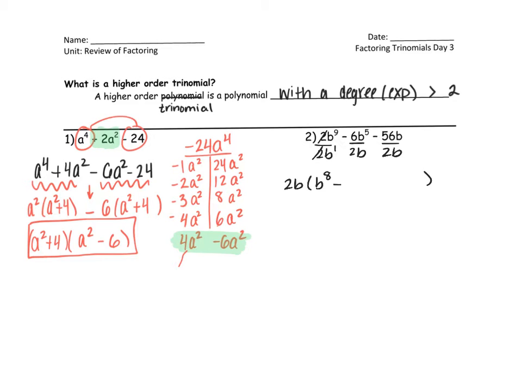In the middle, 6 divided by 2 is 3. Keep the base, subtract the powers. 56 divided by 2 is going to be 28. And then the b's cancel.